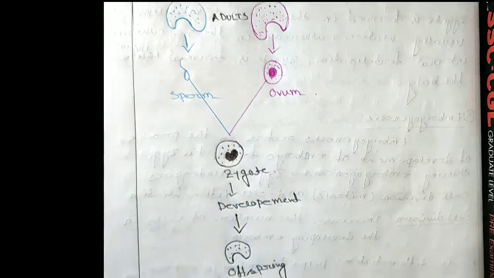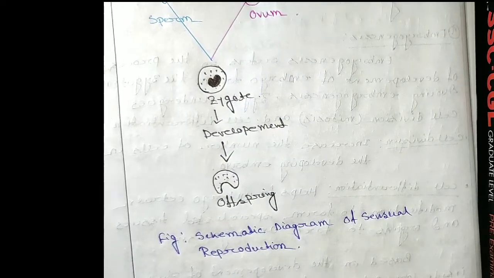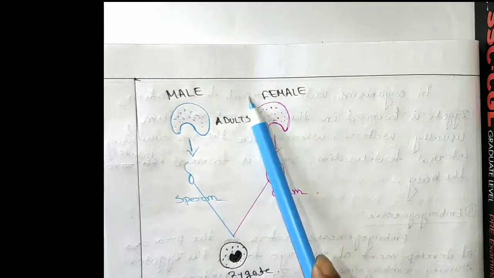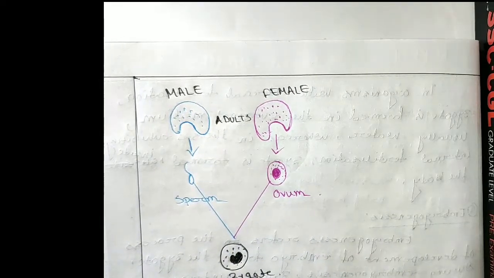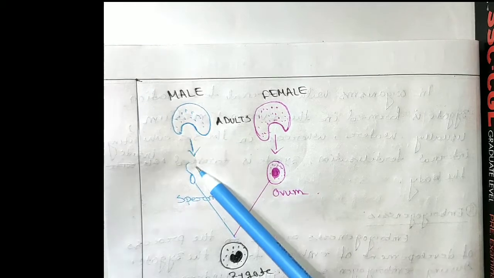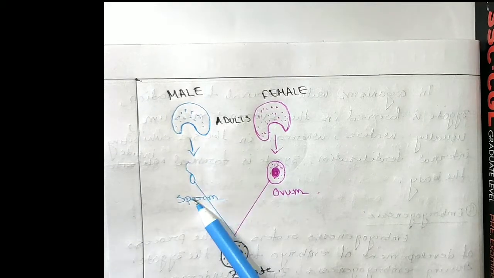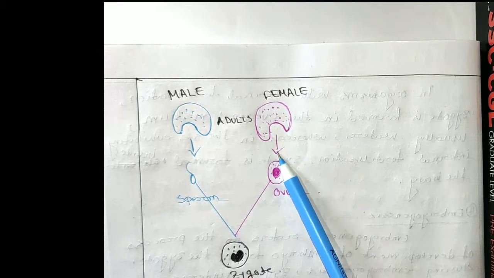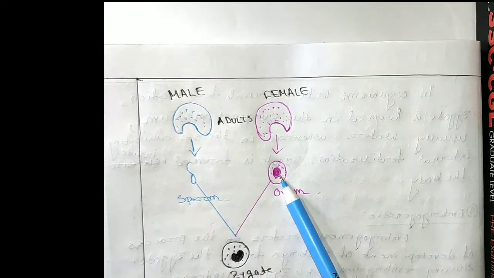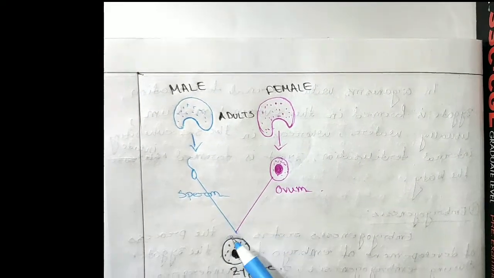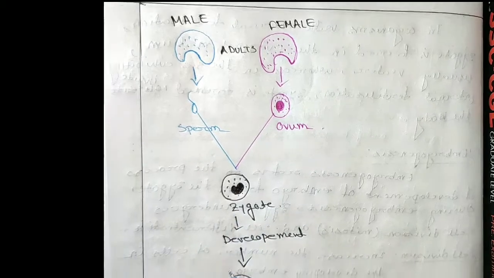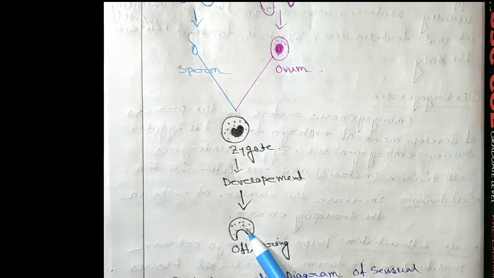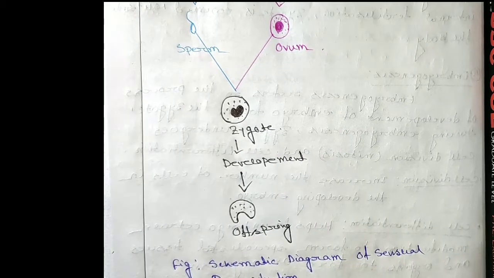Now this is the schematic diagram of sexual reproduction. Here is an adult male and an adult female. The male gives sperms, the male gametes, and the ovum is the female gamete. The male gamete sperm and the female gamete ovum fuse to each other and form a zygote, and after a certain period of time the zygote develops and a new offspring is produced.